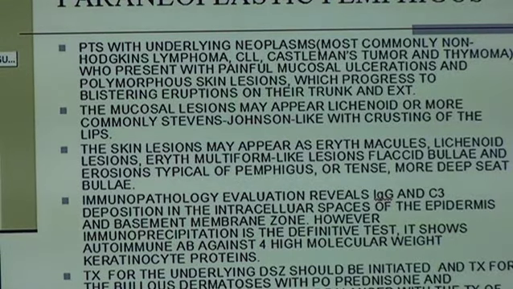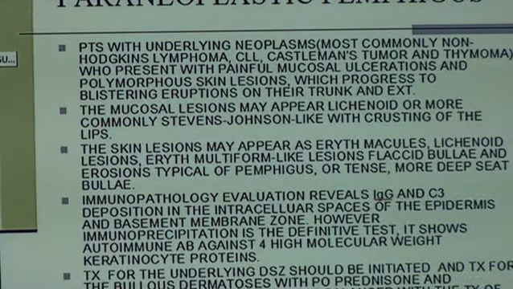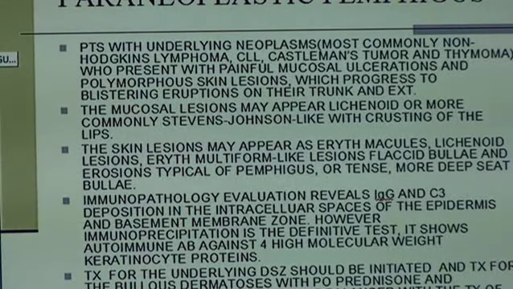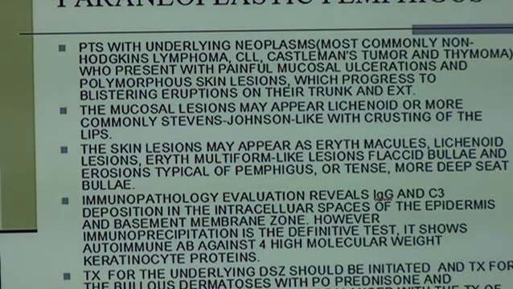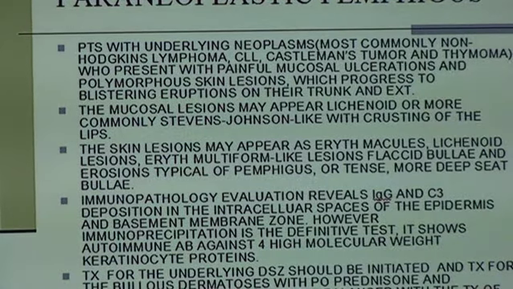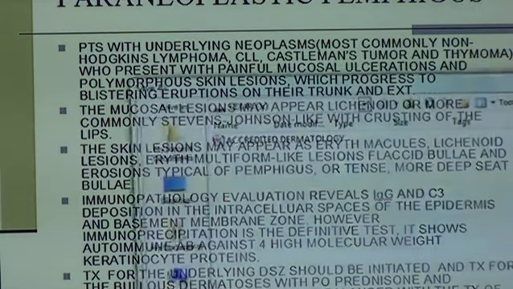It's just academic. Okay. The paraneoplastic pemphigus: patients with underlying neoplasms, most commonly non-Hodgkin's lymphoma, chronic lymphocytic leukemia, Castleman's tumor and thymoma, who present with painful mucosal ulcerations and polymorphous skin lesions, which progress to blistering eruptions on their trunk and extremities. Now, the mucosal lesions may appear lichenoid or, more commonly, Stevens-Johnson-like with crusting of the lips.